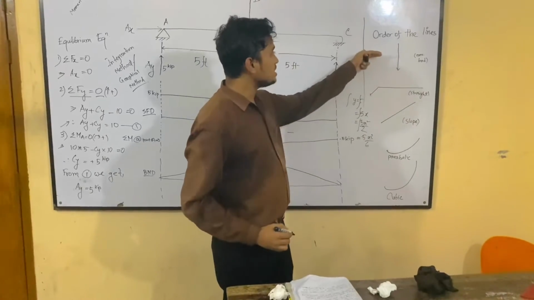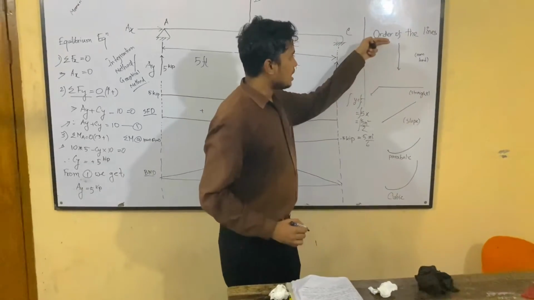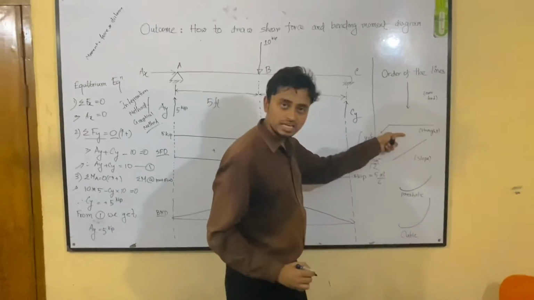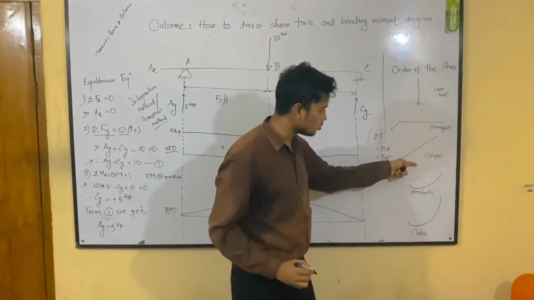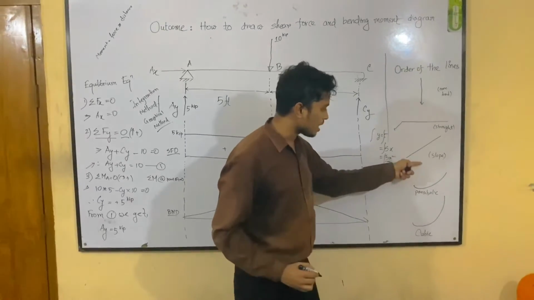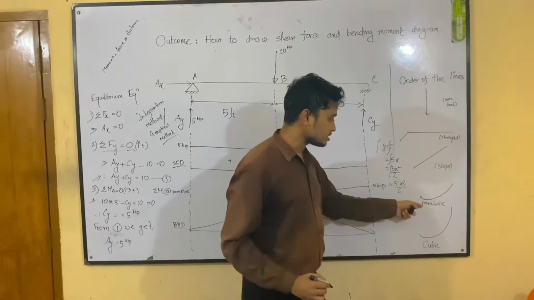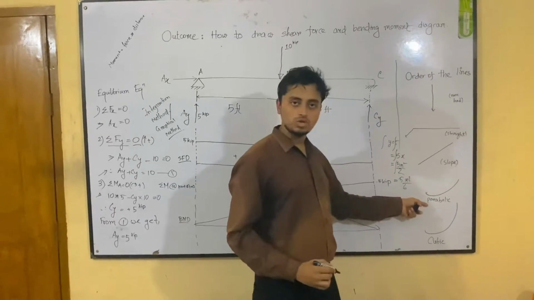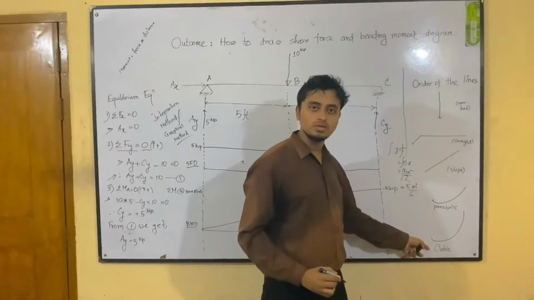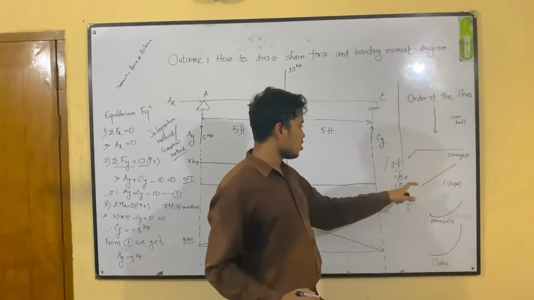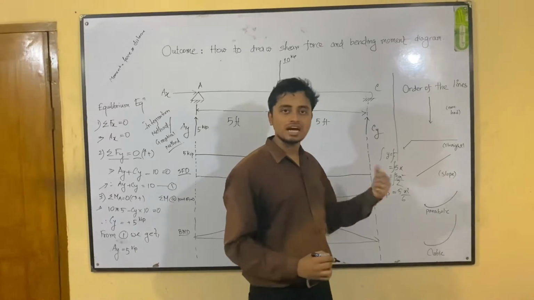So in the integration method, if we integrate the concentrated load, we get the straight line. If we integrate the straight line, we get the slope. If we integrate the slope line, we get the parabolic, and at last if we integrate the parabolic line, we easily get the cubic line. So it is the shortcut of this integration or graphical method.